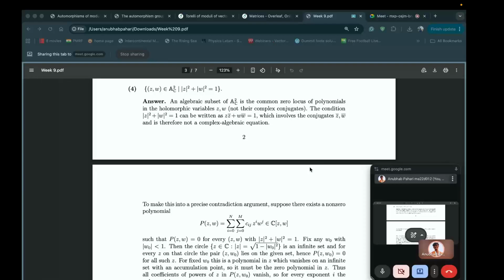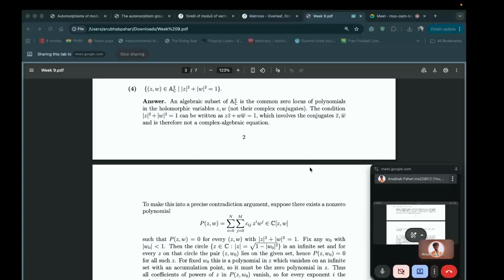An algebraic subset of C^2 is the common zero locus of polynomials in the holomorphic variables z, w. Now the condition that mod z squared plus mod w squared equals 1 can be rewritten as z times z bar plus w times w bar equals 1, which involves the conjugates z bar, w bar and is therefore not a complex algebraic equation.